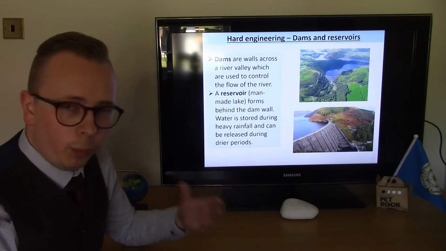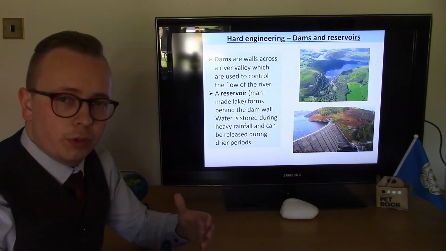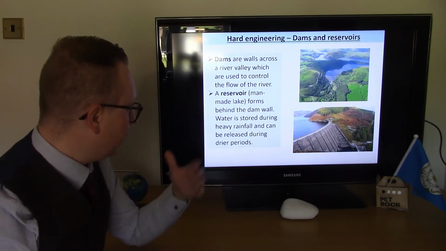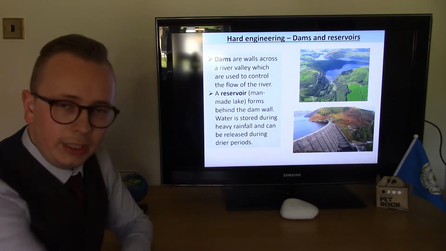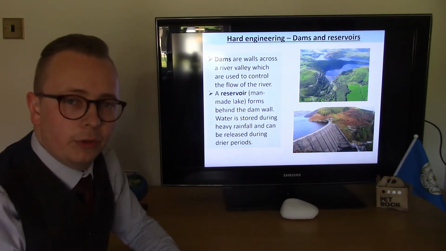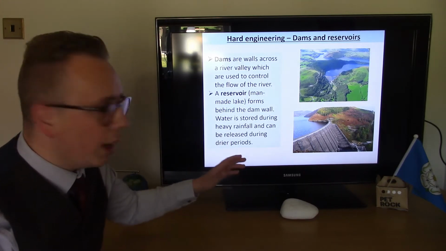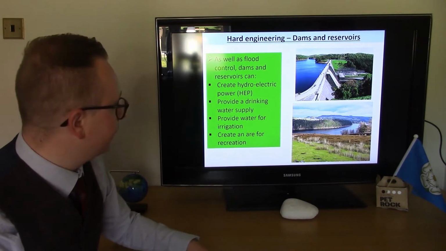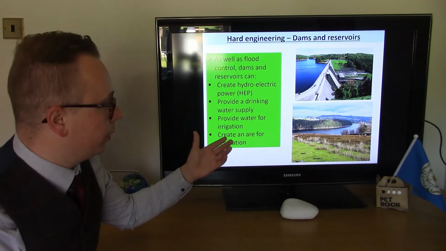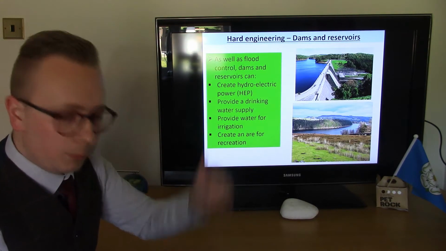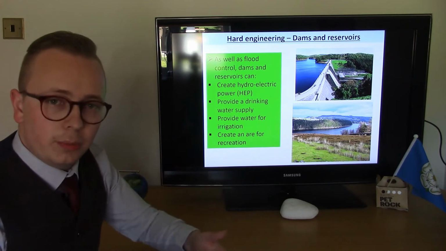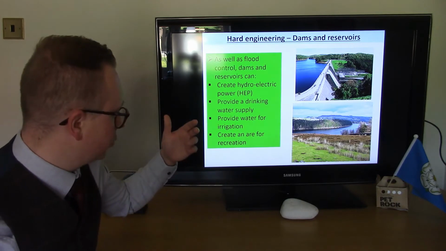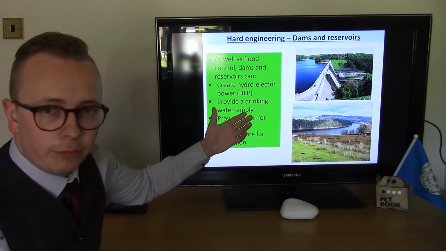Now during a particularly wet period, we can store water in that reservoir and reduce the flow of water downstream, therefore preventing flooding effectively. But during dry periods of time, we can also release more water to ensure that there's an even water supply further downstream. So a very, very good way of controlling the flow of water through our river catchment. And they have some additional benefits. We can create hydroelectric power as water is forced through the dam. As it moves vertically through the dam, it can turn turbines to create electricity. The reservoir provides a supply of drinking water. It provides water for irrigation and also creates an area for recreation.